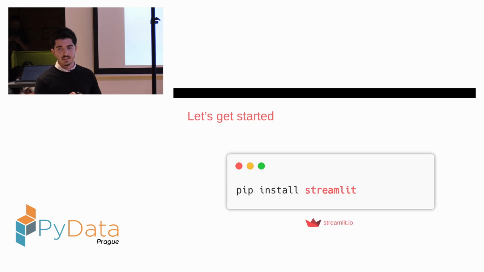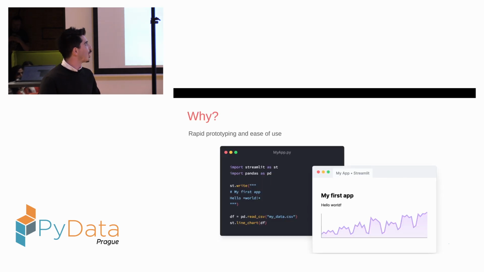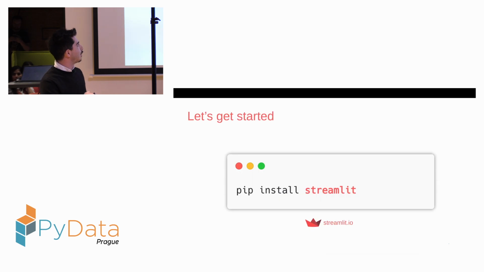Then let's get started. It's just simple. Let's install Streamlit. And why you should use it. I will briefly talk about the main reasons why you should use it. The first asset is rapid prototyping. I am showing here a code snippet. Oops, sorry.